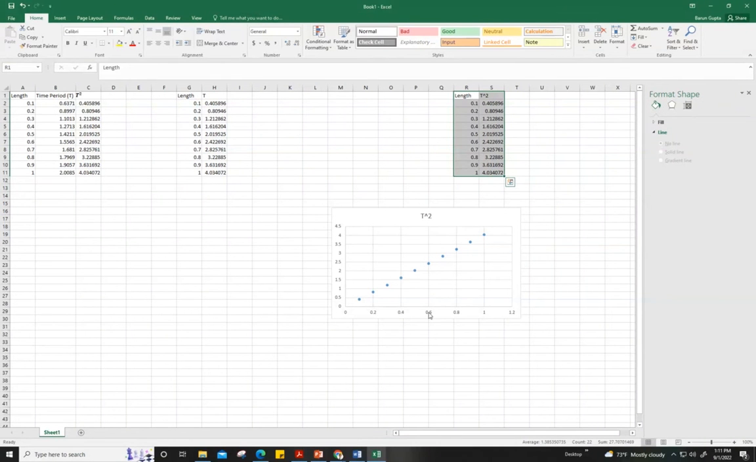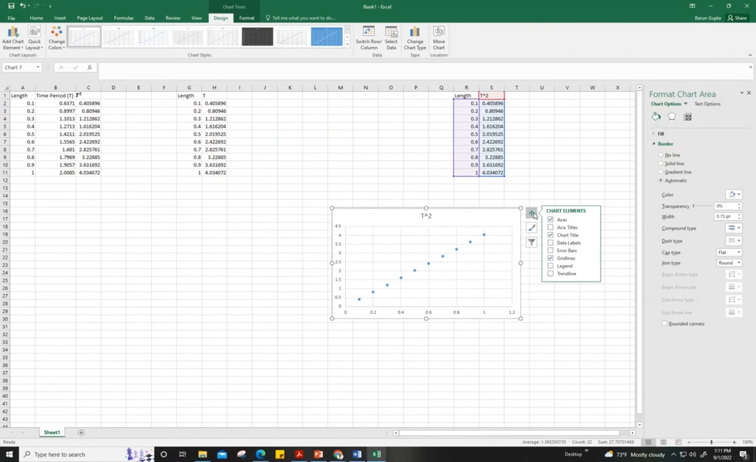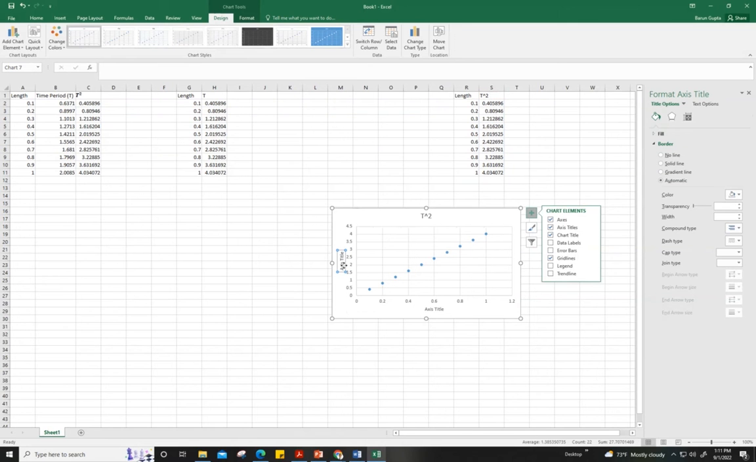And now you have to put the axis titles here. You can go to the plus sign and make axis titles. The axis title here, in this case, is t square, or time period square. And along this side, the x-axis, that's the length, and you can put L. And the chart title should be the length versus t square of a simple pendulum.